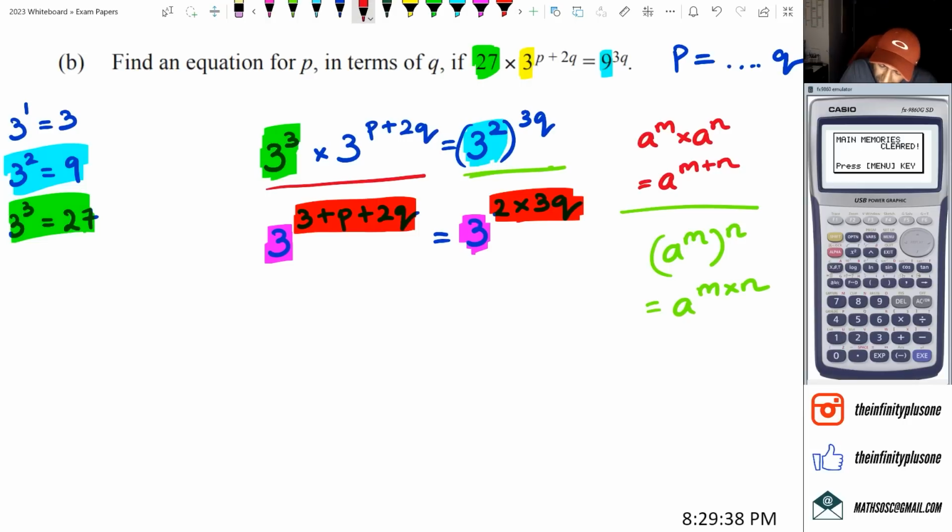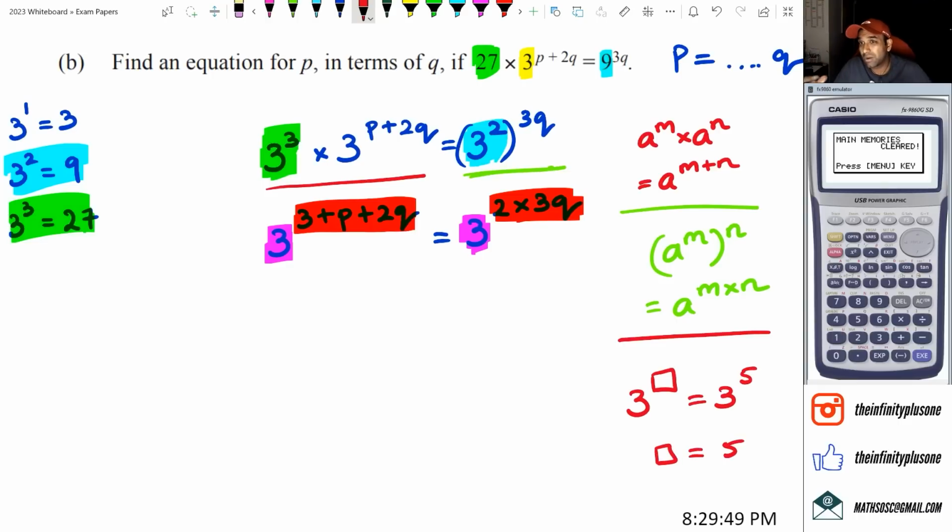Now think about it like this. If I have something like 3 to the power of something equals 3 to the power of 5, then you would say that that something is equal to 5, because the two powers have to match up. And that's what's happening in this situation as well. The two red parts that I've highlighted should equal each other. That means we can completely ignore the 3. Just forget about the 3, the base I'm talking about. So I write down the power, which is 3 plus P plus 2Q equals 2 times 3Q.